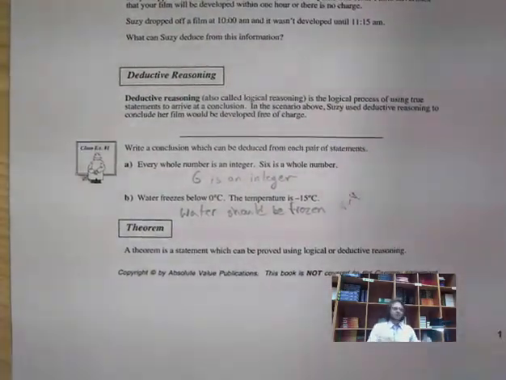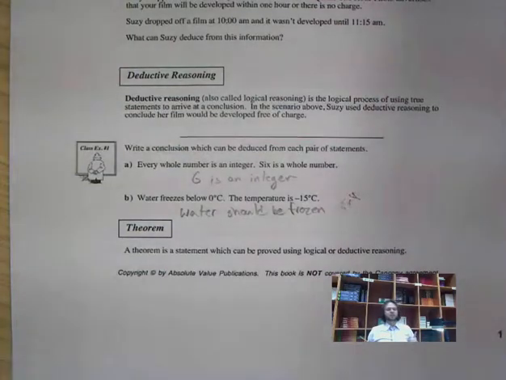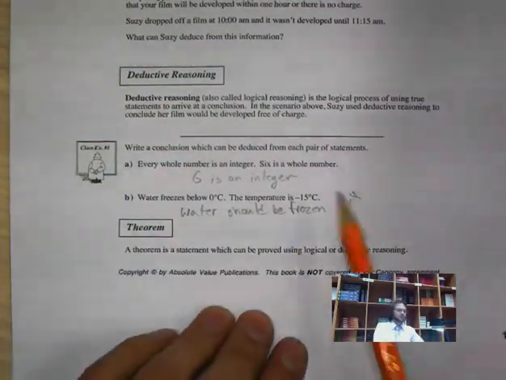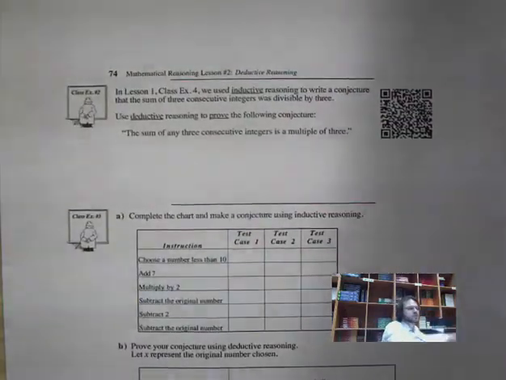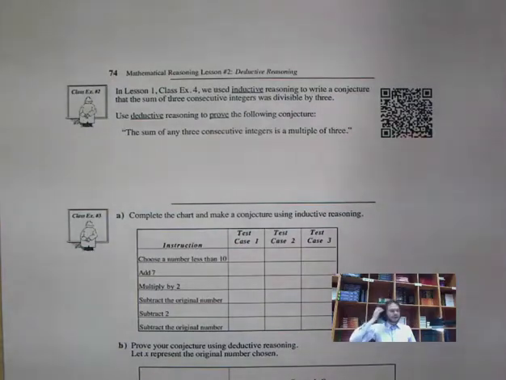A theorem is a statement which can be proved using logical or deductive reasoning. Here is a little thing to go back on. Do you remember last lesson, we looked at that one where we added 3 consecutive integers together and they always equal 3 multiplied by the middle number? Now we're going to use deductive reasoning to prove this conjecture.